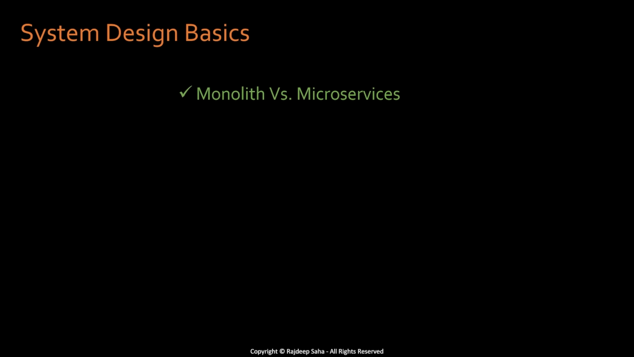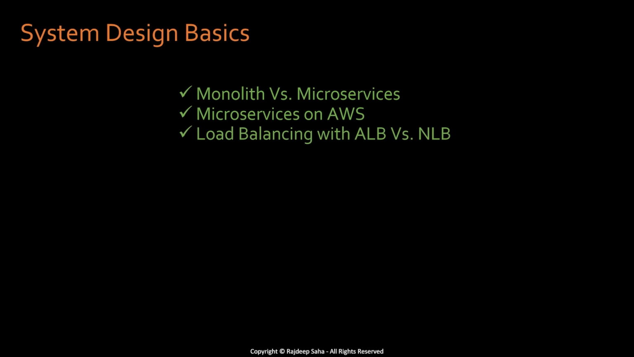We are going to cover Monolith versus Microservices, how microservices are implemented on AWS. Then we're going to learn about load balancers and what is the difference between application load balancer and network load balancer. Then we're going to learn about API and API gateway. What is the difference between load balancer and API gateway and when should you use what?